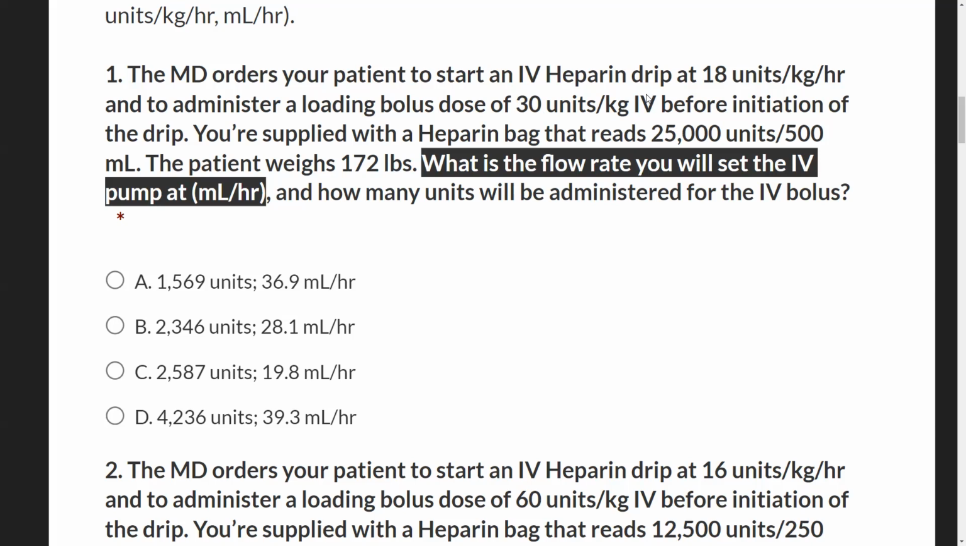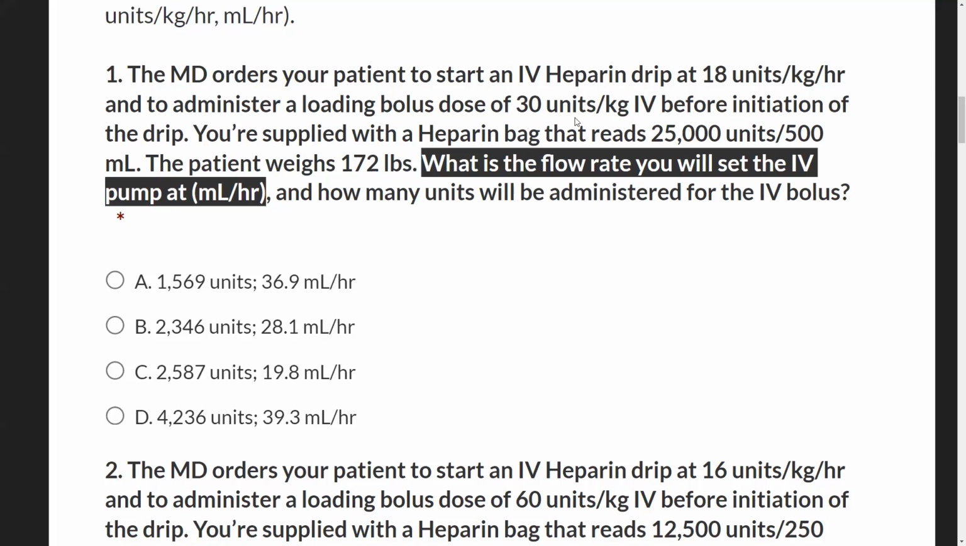So for this question, you're going to need to take that 18 units per kilogram, write it down, because we're going off this screen. And the weight is 172. Write it down. And what do you have on hand? On hand, you have a bag of heparin of 25,000 units per 500 mL. That 500 mL is your vehicle, right? 25,000 is what you have on hand. So when you do desired over have, you do your desired dose over what you have on hand times your vehicle. And that's all you're doing here.